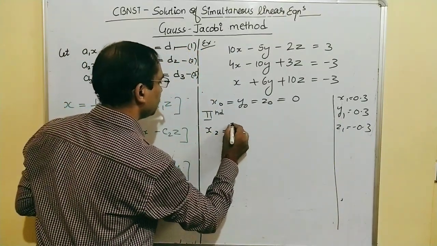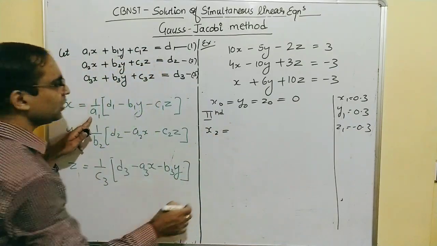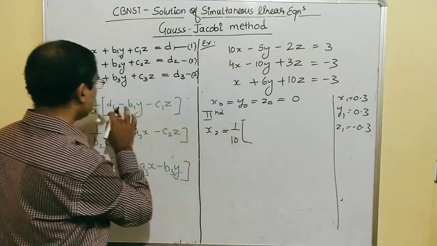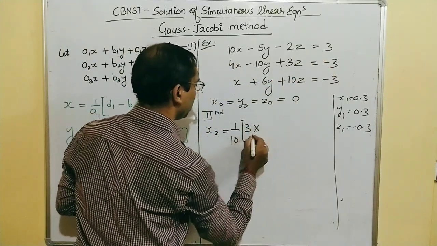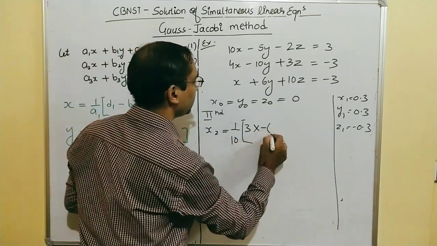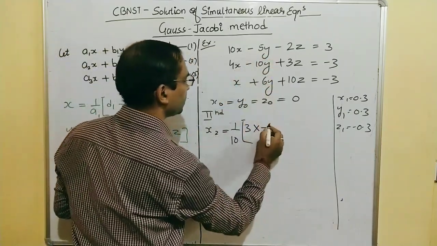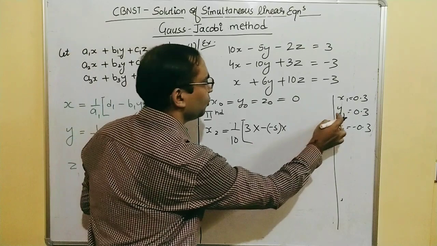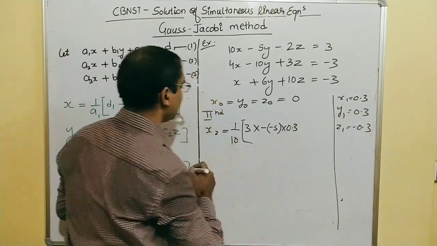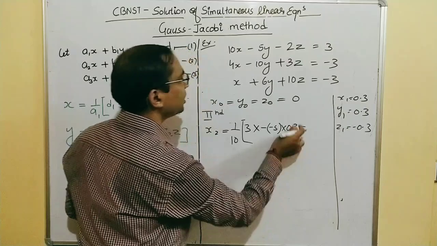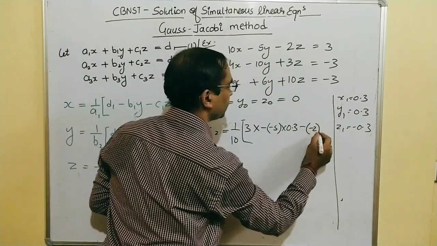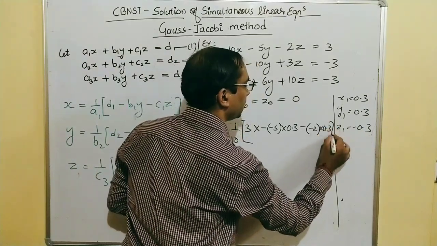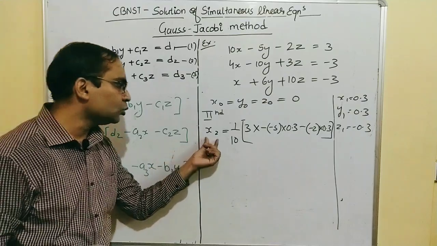So this x2 will be equal to 1 upon a1. What is a1? That is 10. Then this is d1. d1 is 3 cross minus of b1. What is b1? This is minus of 5 cross y1. What is y1? We have calculated 0.3. Then again minus c1 z. What is c1? Minus of 2. So this is minus of 2 cross z1. What is z1? This is 0.3. So this is the new x2 we have.